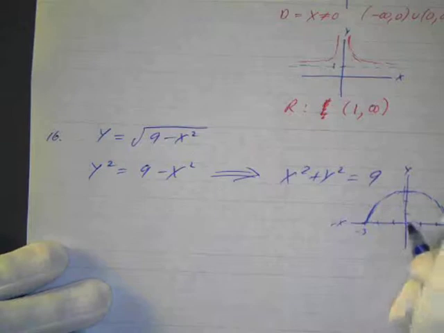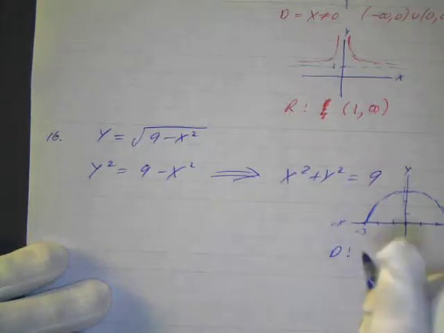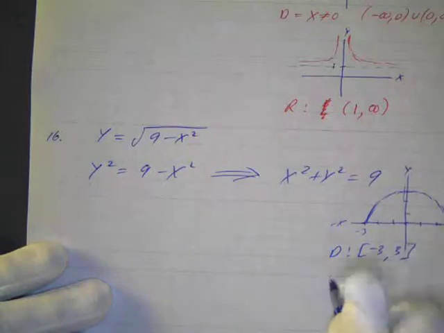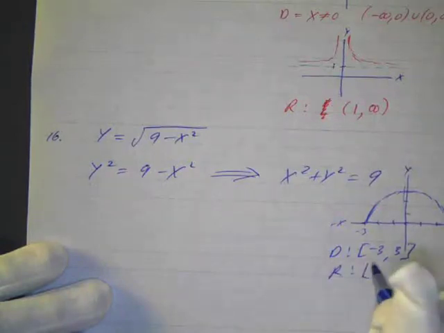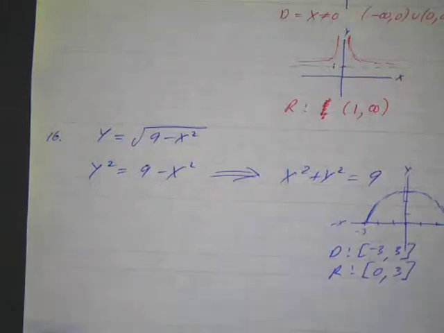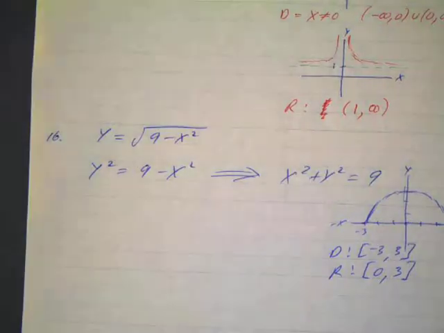So it's a semicircle, it looks like that. And then you can see the domain is -3 to 3. And the range is going to be 0 to 3. You could just do that without a calculator because it's pretty straightforward. Okay. But we could look at it.